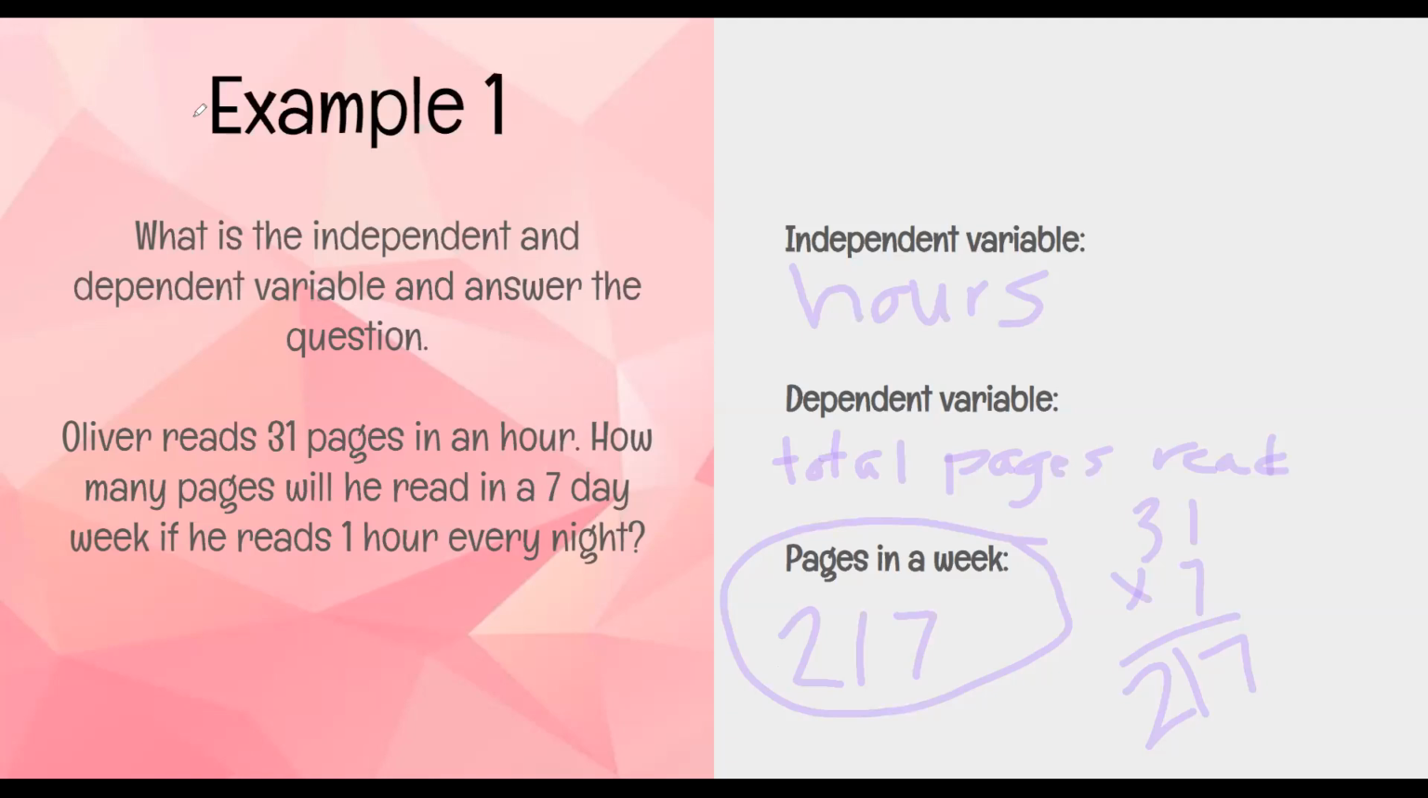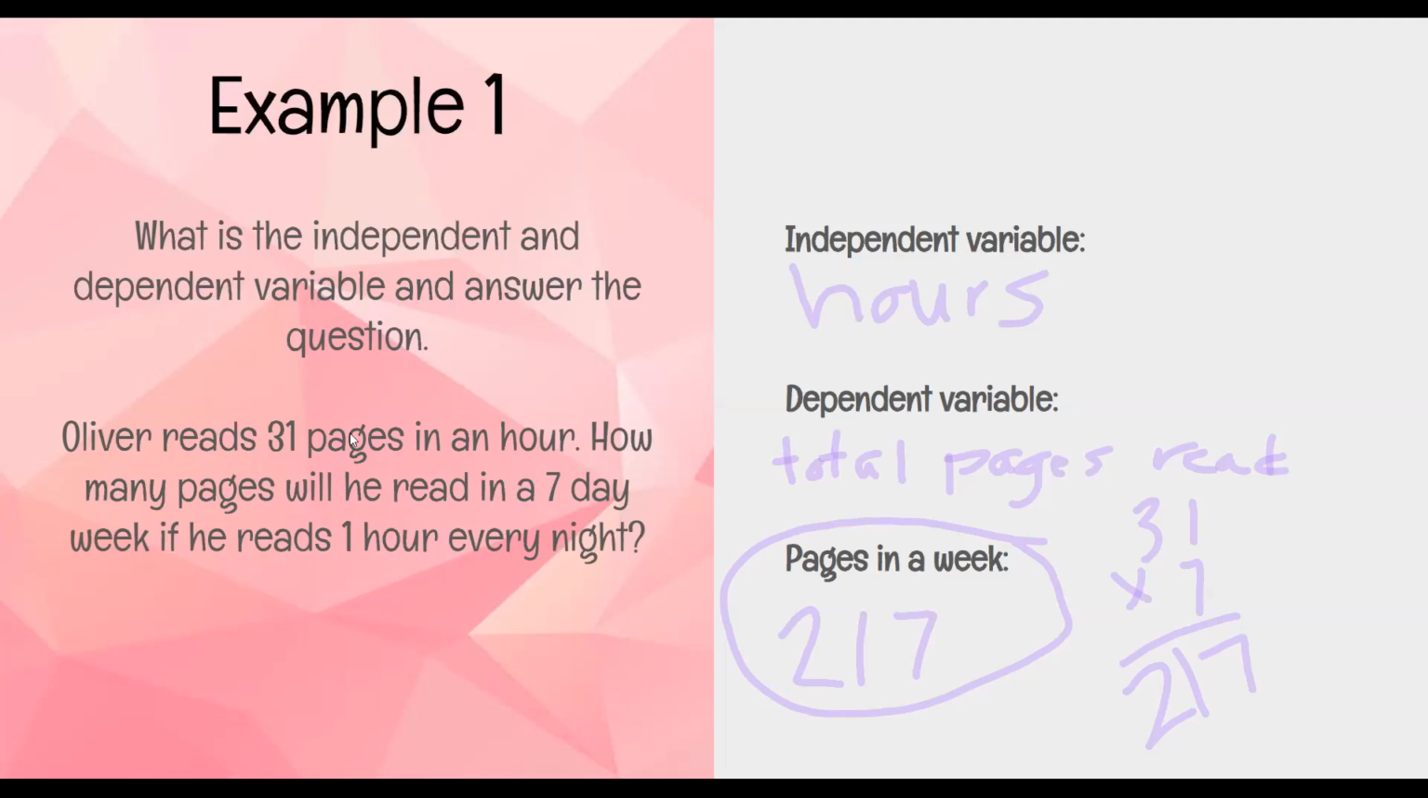So my independent variable could change, and based on that changing, my dependent variable is going to change. So if your independent variable changes, your dependent variable is also going to change. So that's one way to think about it. Your dependent is kind of your end result, if you want to think about it that way.